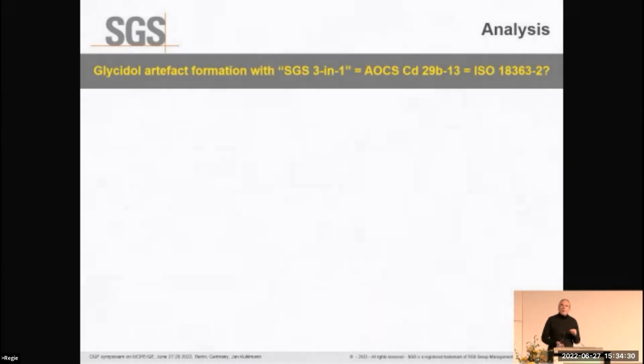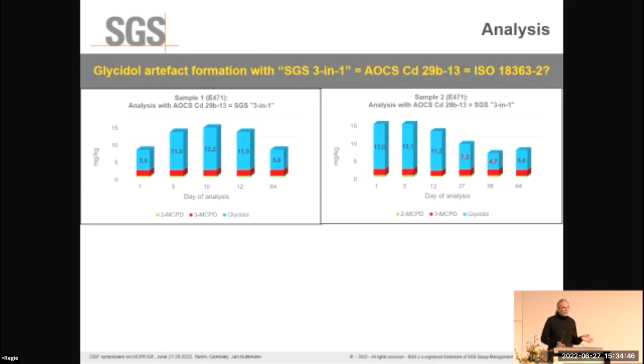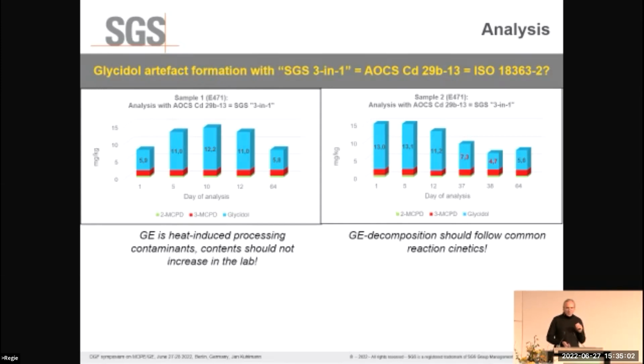However, there's still this artifact formation with the A method. And of course, we intended to check if this also might take place with our B method, which we apply most commonly, and which seems to be a rock-solid method. But here are two strange findings from two samples we analyzed several years ago. You see, the repeatability of MCPD analysis is almost perfect. For both samples, always the same results. But with GE, it was absolutely unexplainable.